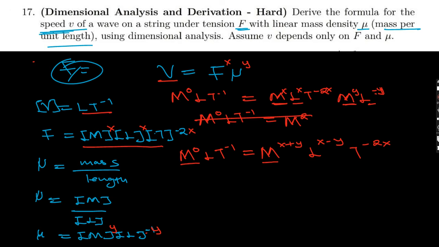M and m are going together, so I'm going to equate 0 to this. I'm going to have 0 is equal to x plus y there. The other equation is for L. L is raised to the power 1 here, so it is 1. What is it for L here? It is x minus 1. What else do we have for t? We have t to be negative 1, then equal to the power negative 2x there.